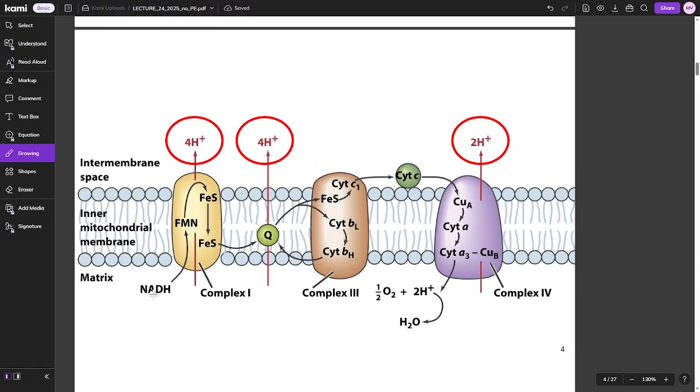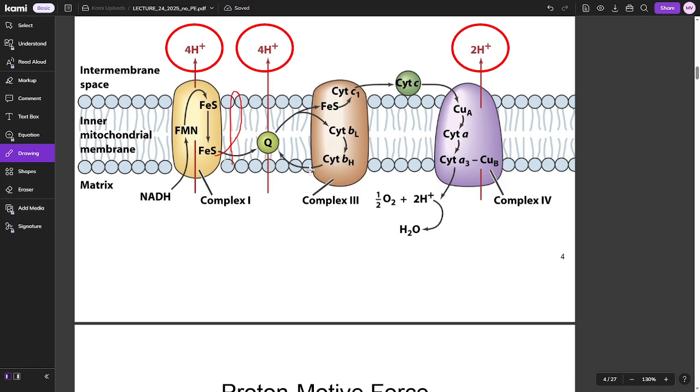So NADH goes through complex 1, 3, and 4, while complex 2, which is not shown, would be somewhere in the middle here, right? And FADH2 goes through that and only produces 6 protons versus 10 for NADH.